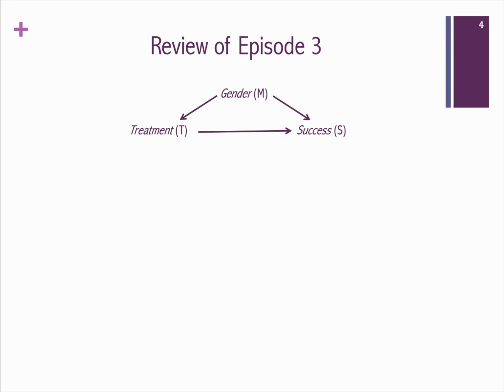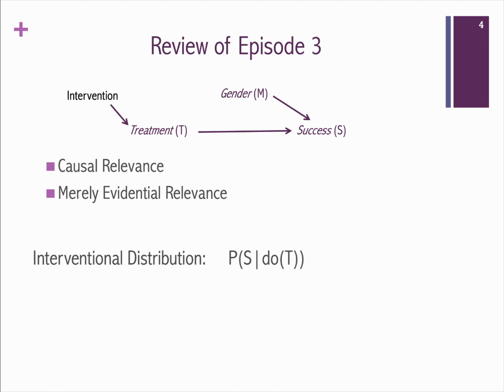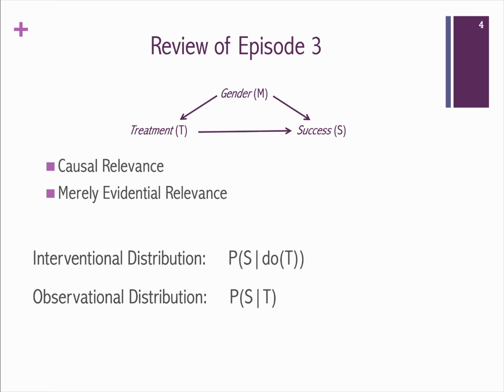Here's a candidate causal model for the medical case. A correlation between treatment and success might be due to T causing S, but it could also be that learning that someone took the treatment provides evidence of their gender, which itself influences success. One way to disentangle causal from merely evidential relevance is by intervening on the treatment, which breaks the arrows going into it. The probability of S given an intervention on T is denoted by the probability of S given do(T). Due to gender being a common cause, this distribution will be different from the observational distribution, the probability of S given T.